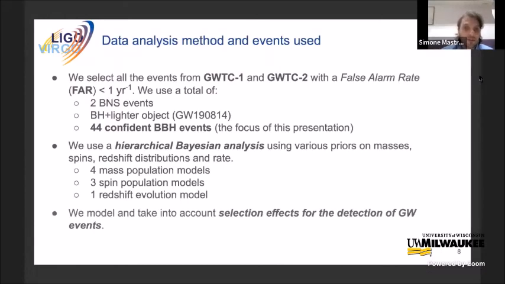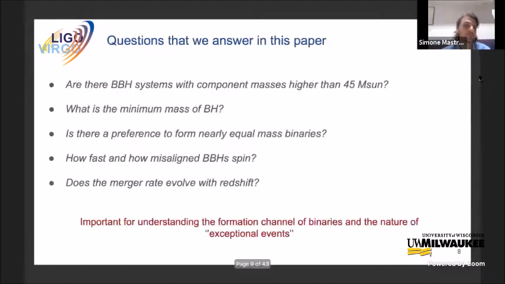We use a hierarchical Bayesian analysis using several prior models on masses, spins, redshift distribution, and rates. In particular, we use 4 mass population models, 3 spin population models, and 1 redshift evolution model. And we model in our analysis selection effects, which are important to understand if an event is detectable, because it is more likely to be detectable in our detectors. For instance, higher mass events are more detectable because they are louder, or if we don't detect them, it is because we are not sensitive to them. And with this, we go to the next slide, please.